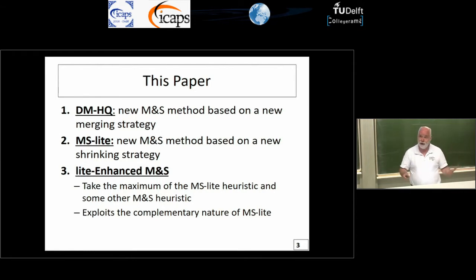Now, taking the maximum of two heuristics is an ancient idea, so you might ask, why is that a contribution? The reason it's a contribution is just as it happens, MS-Lite has a very high complementarity with other merge and shrink methods that exist, and so it's the fact that they're complementary that really adds the power to this simple and well-known idea of taking a maximum.